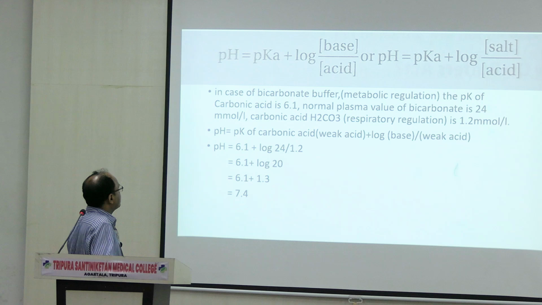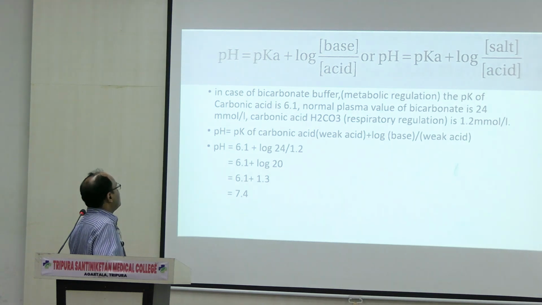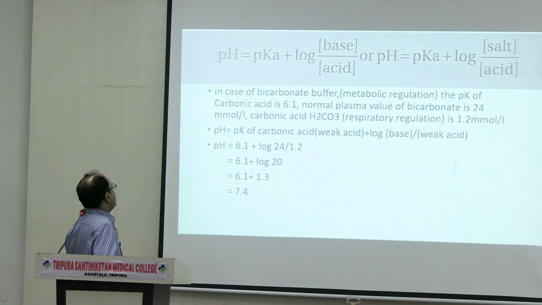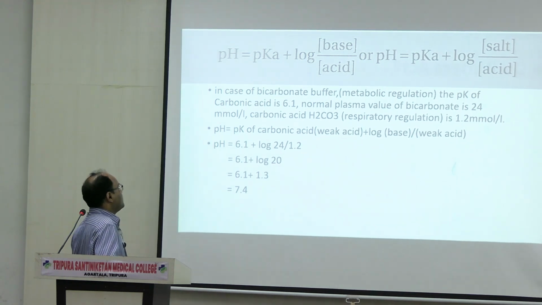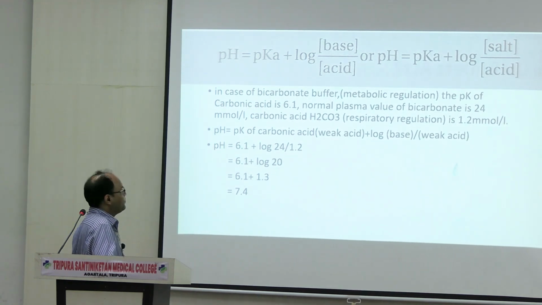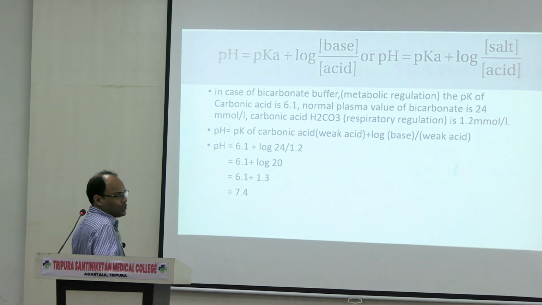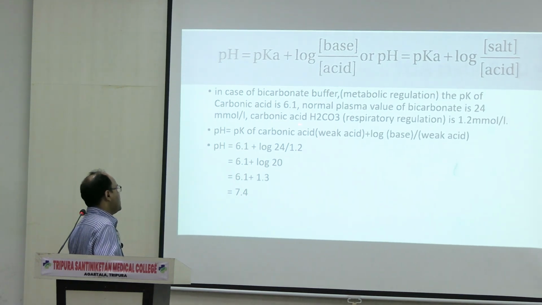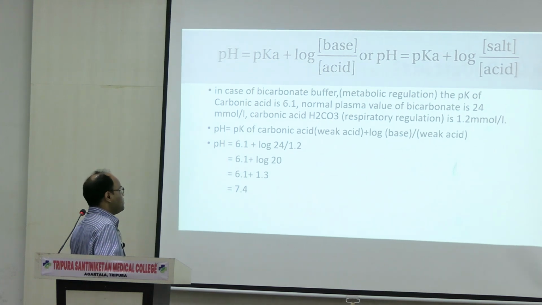Next, with this formula we can find out the normal pH of our body. For example, in case of bicarbonate buffer, which is in metabolic regulation, the pK value of carbonic acid is 6.1. Normal plasma bicarbonate is 24 millimole per liter. Carbonic acid, which is respiratory regulation, is 1.2 millimole per liter.